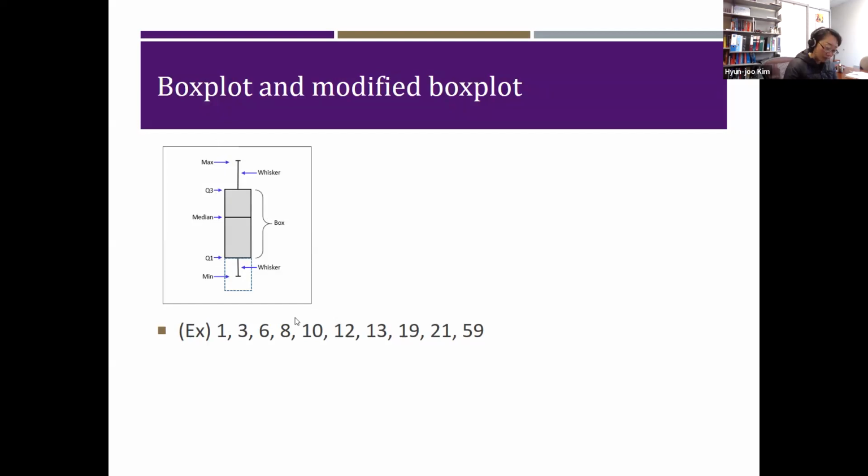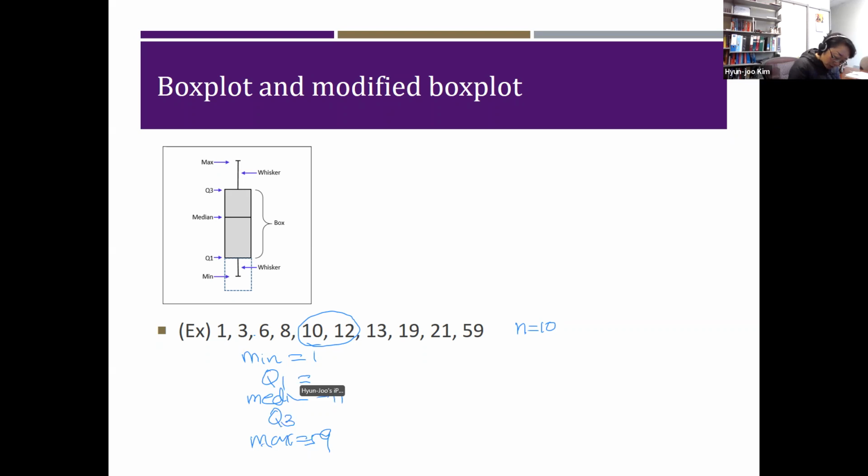Okay, very quickly, another example. Here is the example of 10 numbers, so your sample size is equal to 10. Your minimum value is 1. Your maximum value is 59. For your median, count 1, 2, 3, 4, 5 from each end, so between these two values, your median is 11.